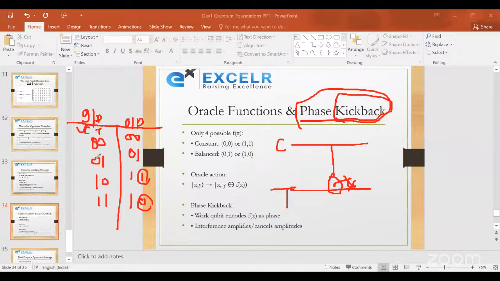But in phase kickback, kickback means it should be the opposite. The word kickback itself tells us that it should be the opposite. So what is the opposite? Control is controlling the target. Here the control comes as it is. This is the normal operation. The control comes as it is, and the target is flipping, either 0 or 1.